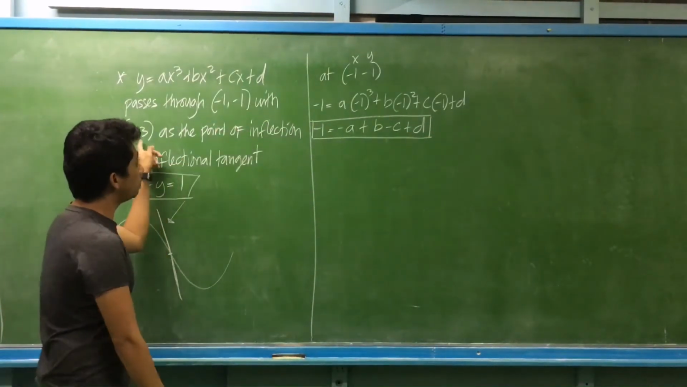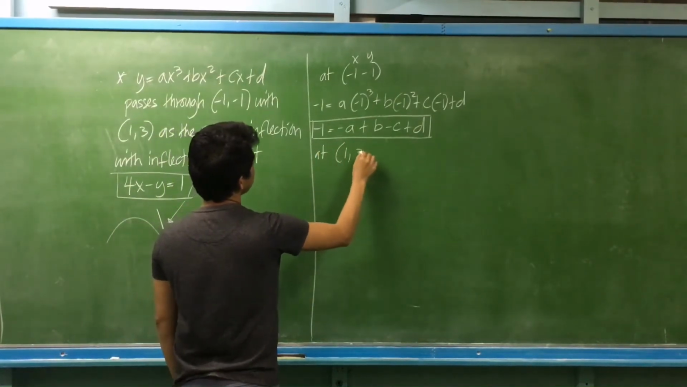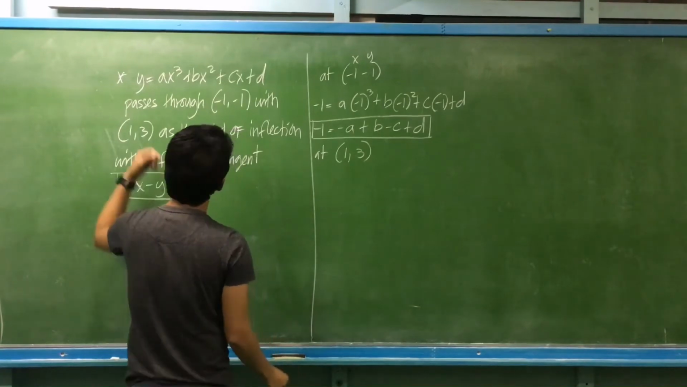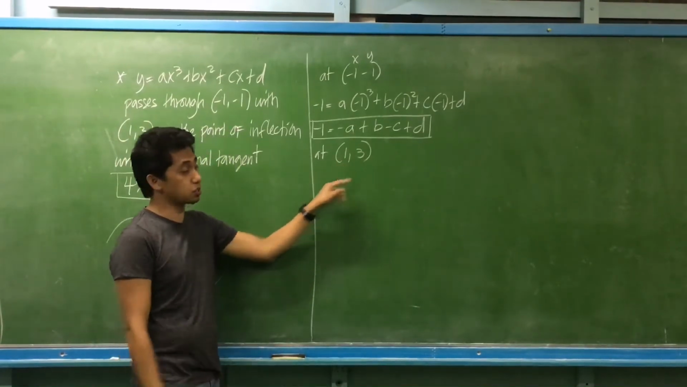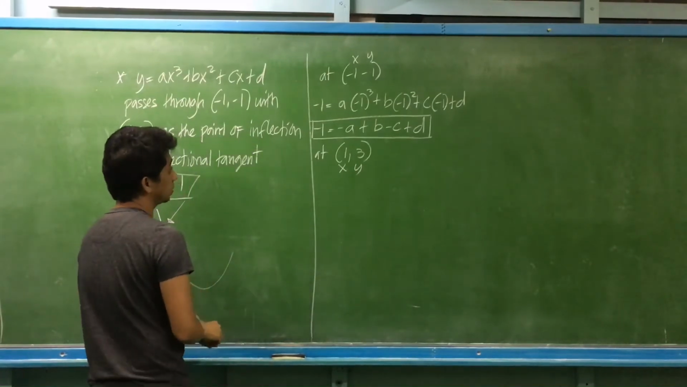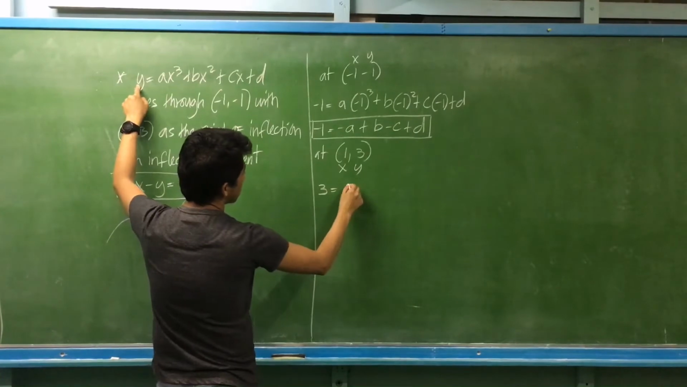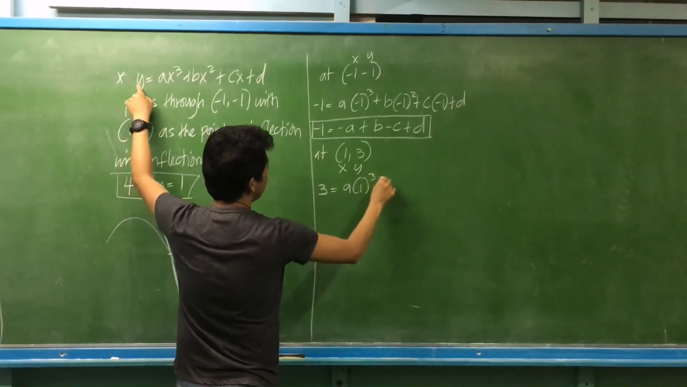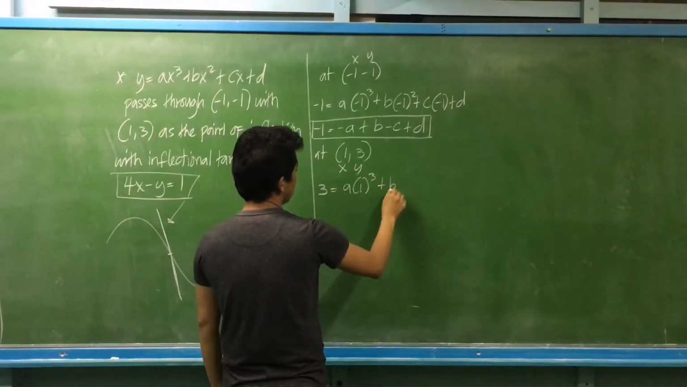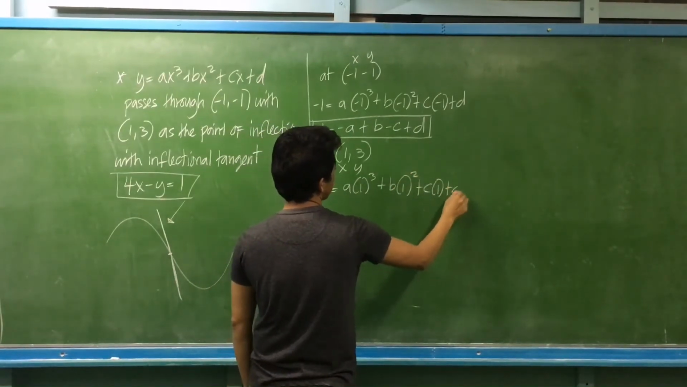Okay, the other point, that is, we have at the point 1, 3. So we have to substitute a value of x is equal to 1 and a value of y equal to positive 3. So this is, for the value of y is 3, equal to a times 1 cubed plus b times 1 squared plus c times 1, then plus d.